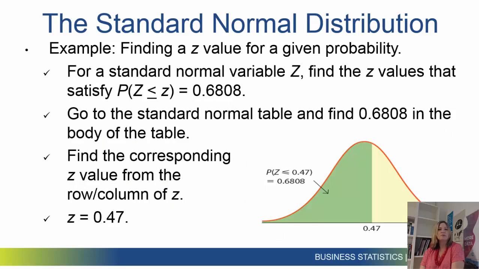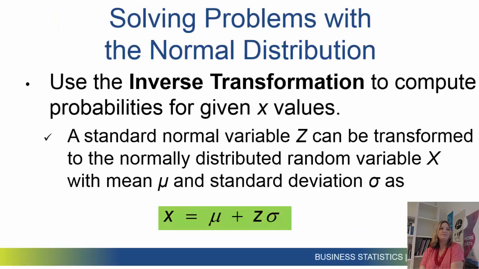For this example, we use the tables in reverse, so that we're given a probability value and we need to find the associated z value. So say we want to know what z value corresponds to less than or equal to 68%. We look inside the standard normal tables and find a number close to 0.6800. In this case, it's 0.6808. And as this is the closest value, the z value that corresponds to this is 0.47. This then could be translated into an x value with the formula on the next slide. Here.